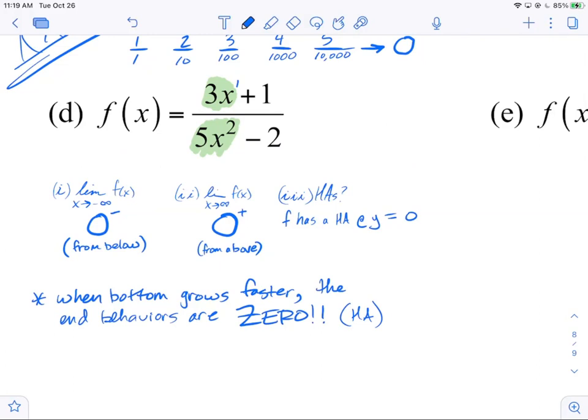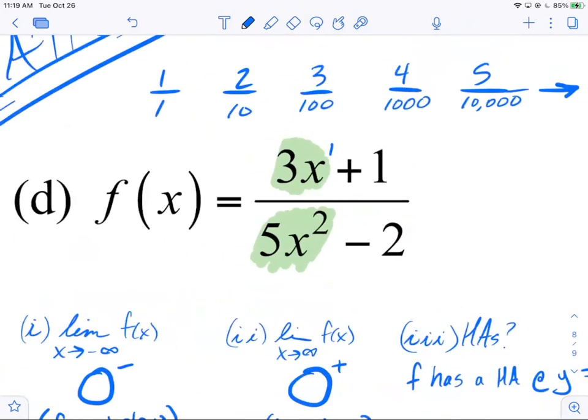All right. Anytime the bottom goes faster, anytime, it's always going to 0. All you got to do is look at the leading terms. Are these the leading terms because they're in the front? No, it's because they have the largest exponent. Okay.